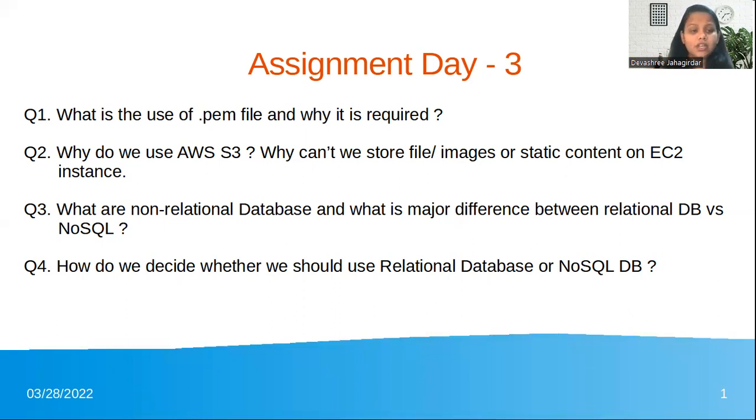Now moving on to the second question. Why do we use AWS S3? Why can't we store files, images or static content on an EC2 instance? So basically what is AWS S3? AWS stands for Amazon Web Service and S3 stands for Simple Storage Service, where it is an online storage facility where we can store and persist data. So AWS S3 can be used to store static files or textual data.